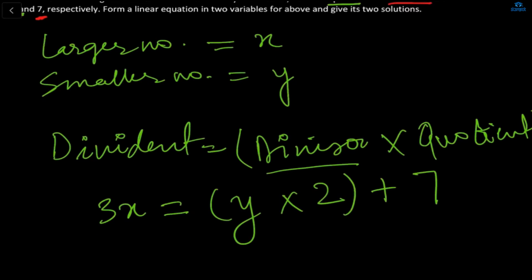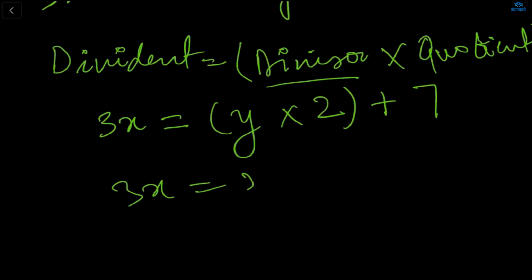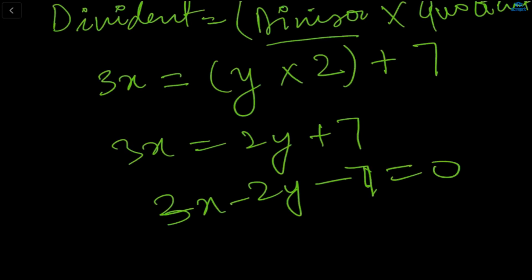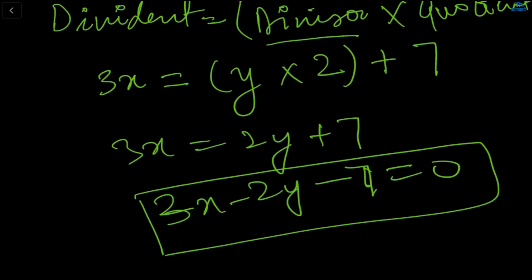So what equation have we got? 3x is equal to 2y plus 7. Now you can say 3x minus 2y minus 7 is equal to 0. So this is your equation. Any doubt? No, ma'am. Okay.